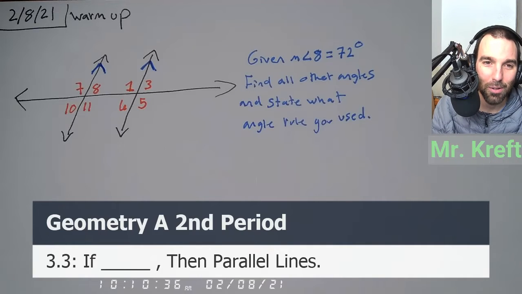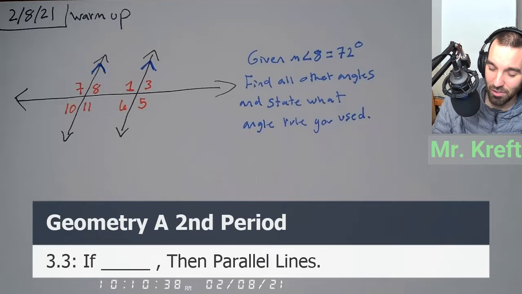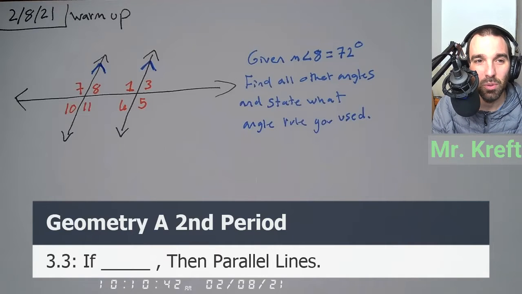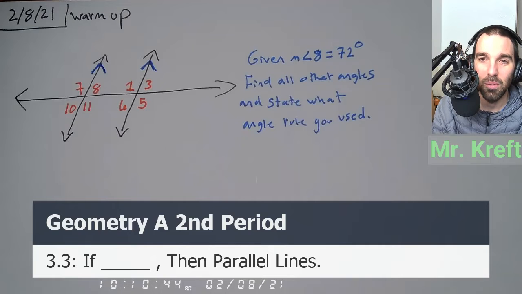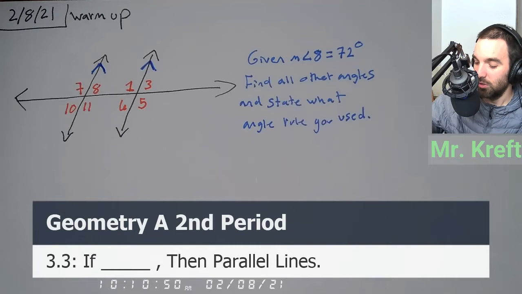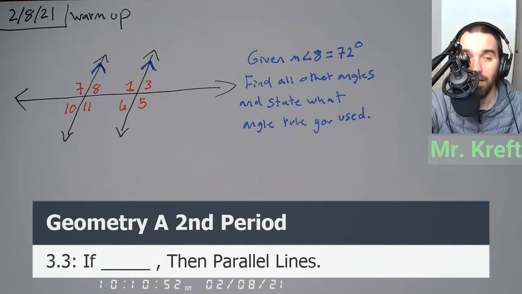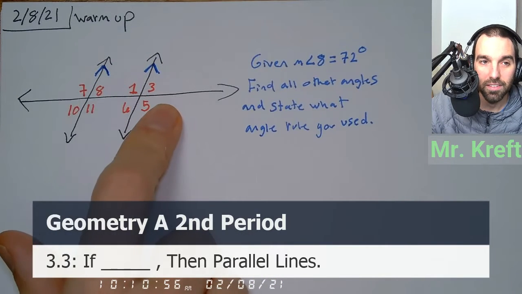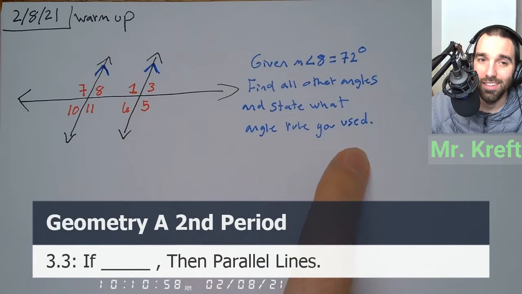So I know you guys are like, why are we learning this stuff? Well, there you go. Stuff that we learned keeps coming back, right? So today we're going to be doing the converse of what we did last class. That is, we're going to be switching the hypothesis and the conclusion. Last class, we were given parallel lines and then we used angle rules.